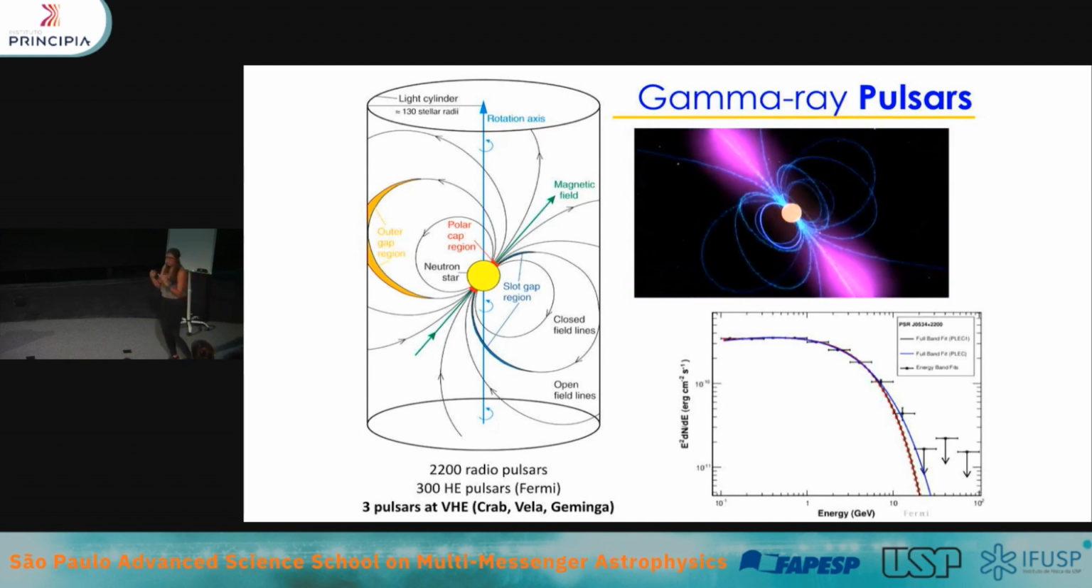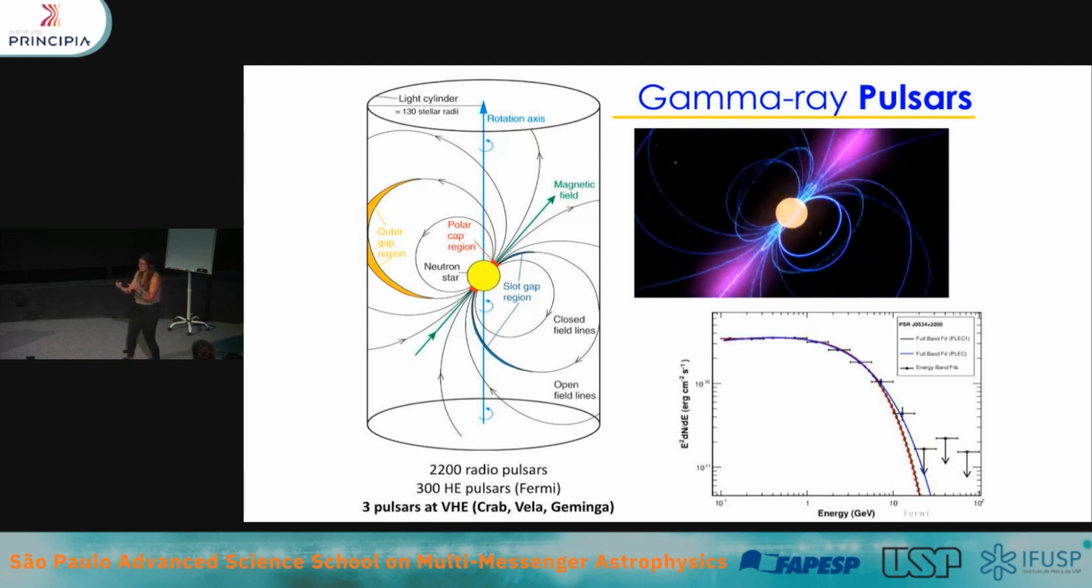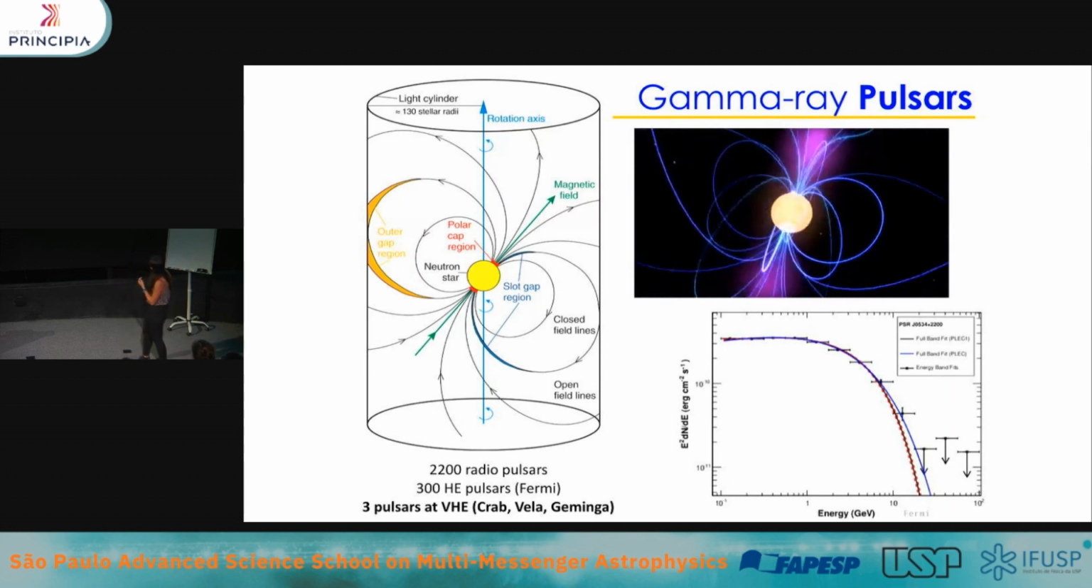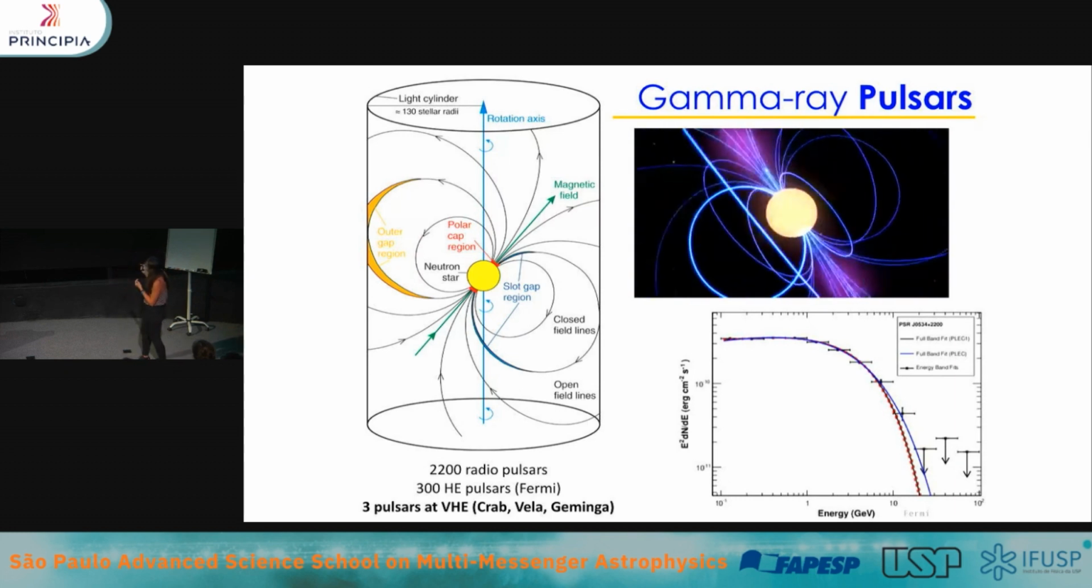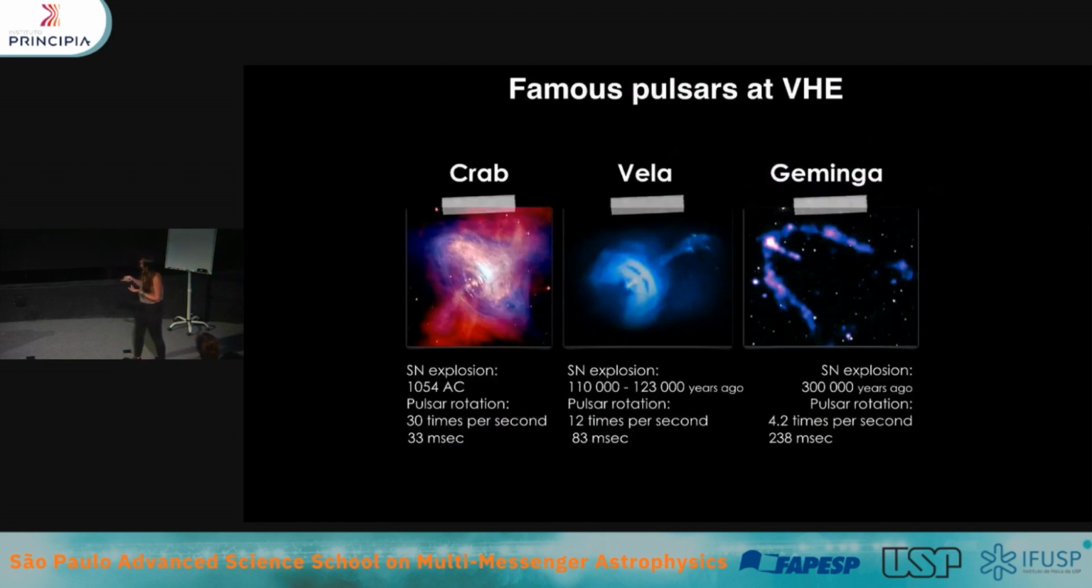So it's really difficult to detect these pulsars at higher energies, unless you go down in your system at very low energies, or unless they have a second component. So these are the three pulsars that have been detected at very high energies. And as you can see, the cool thing is that they have very different ages. So Crab is the youngest one.